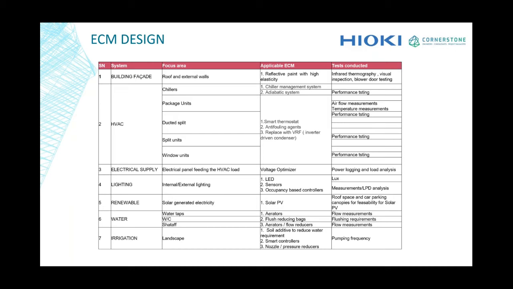On the water side, we look at the taps, shatafs, the wash basin and the closets. All of that will be taken care of by having water flow reducers or aerators. And on the landscaping side is another area where we have good opportunity at having a soil additive to reduce water consumption, having smart intelligent controllers with weather-based systems to reduce the overall deployment of water across the landscaping area. Having pressure reducers and nozzles across the landscaping area is also something we look at.